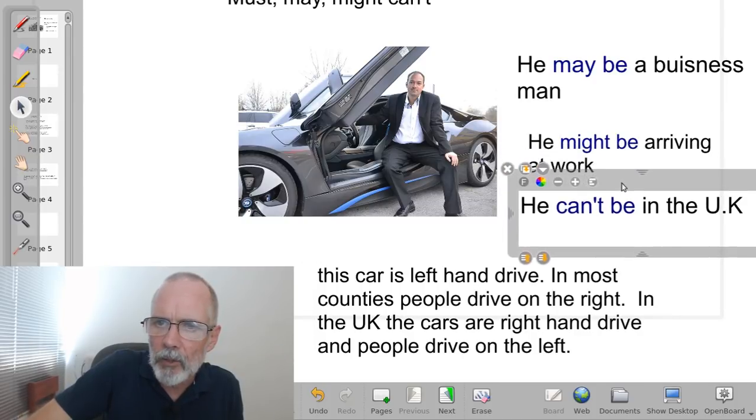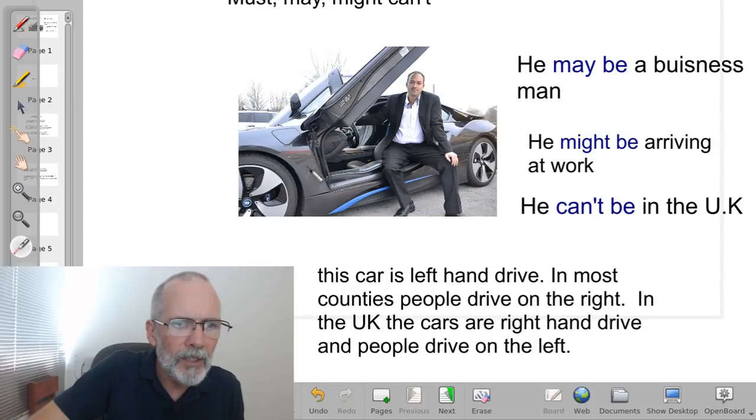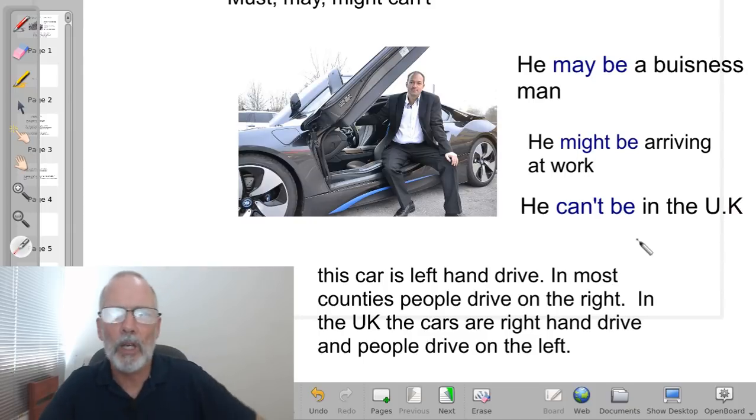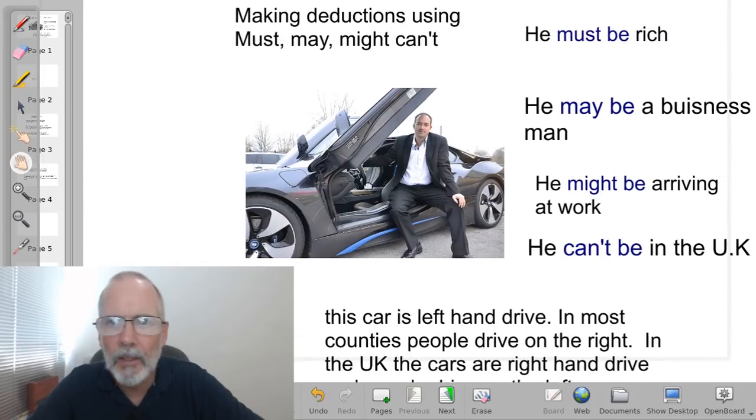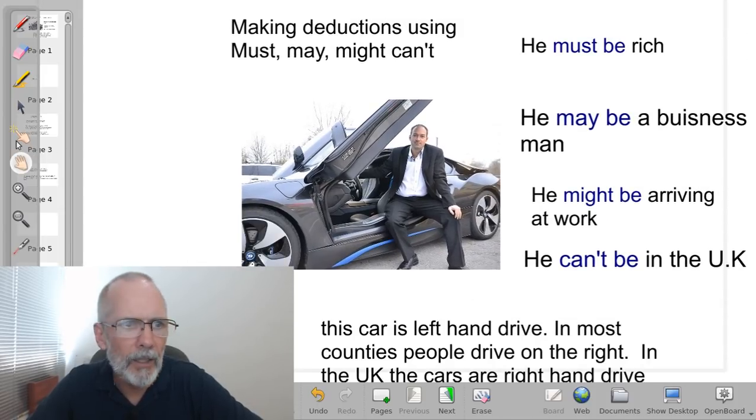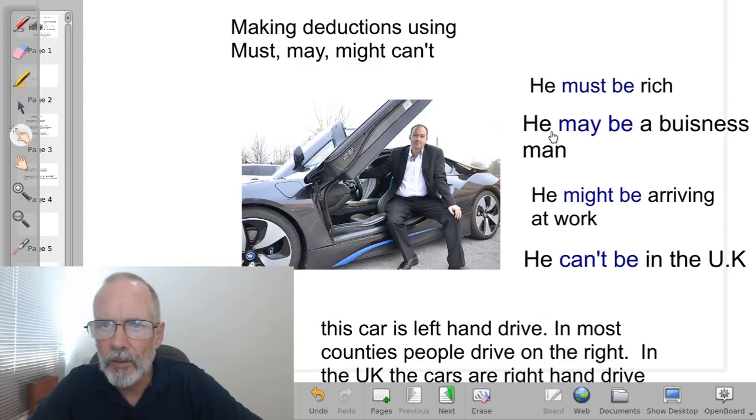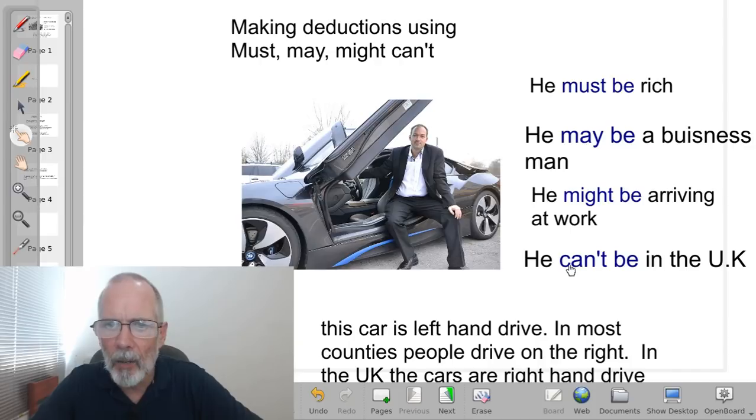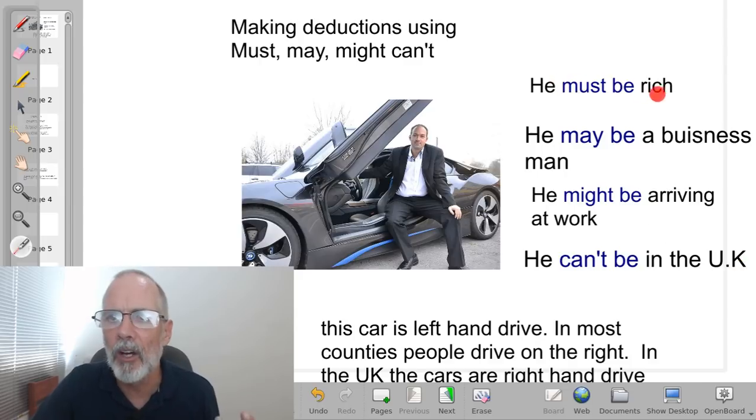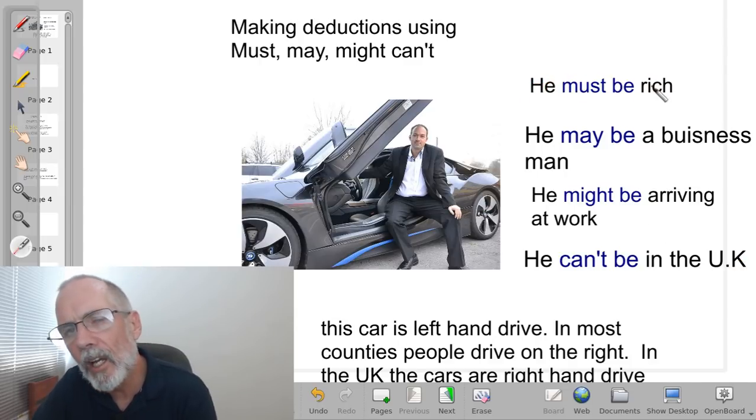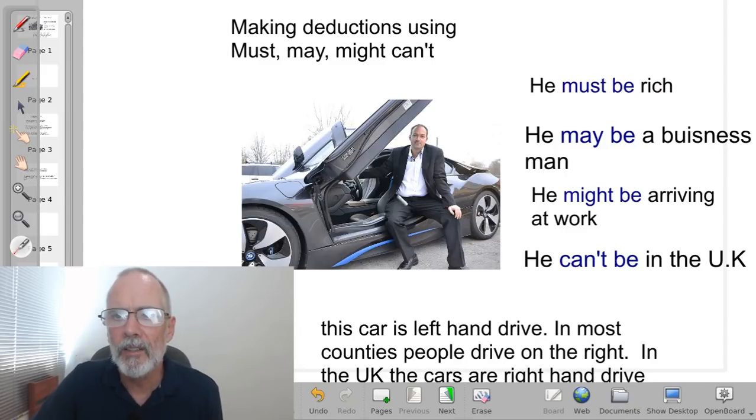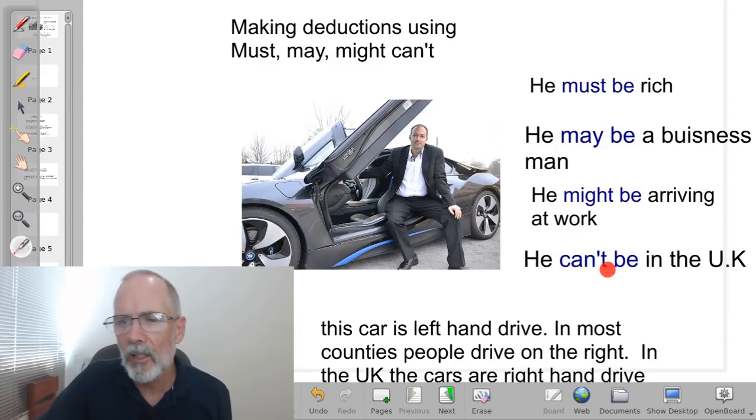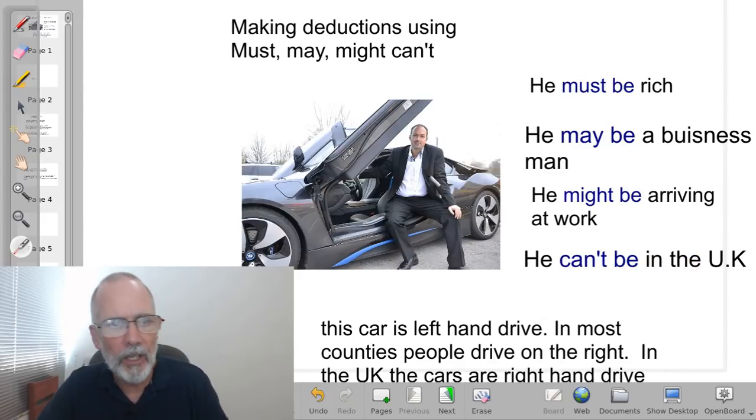So here I'm making an assumption. I can see that this car has the steering wheel on the left-hand side, so he can't be in the UK. Let's move this back down here. So here, this is an assumption. I'm making an assumption he can't be in the UK. This is like the opposite of he must be. With must, I am 99% certain that he's rich. And with can't, I'm 99% certain that he is not in the UK.